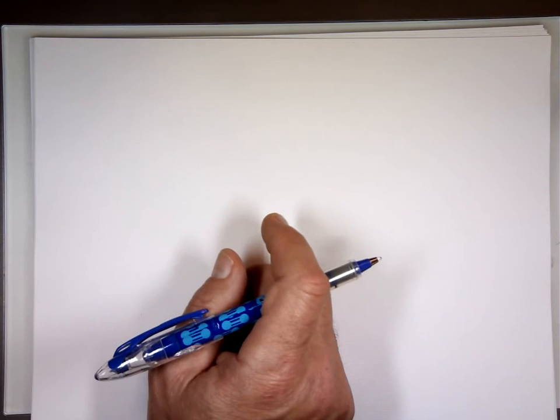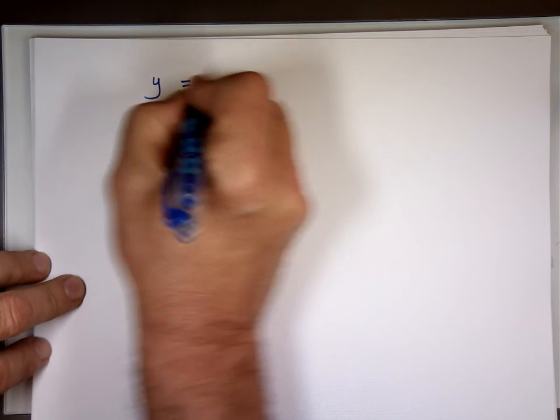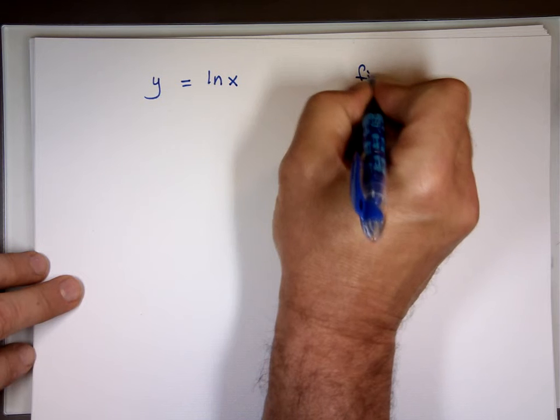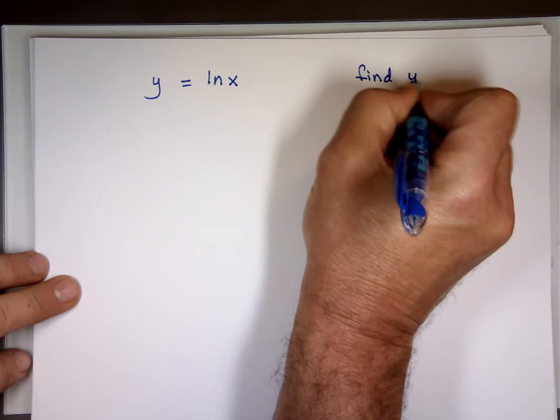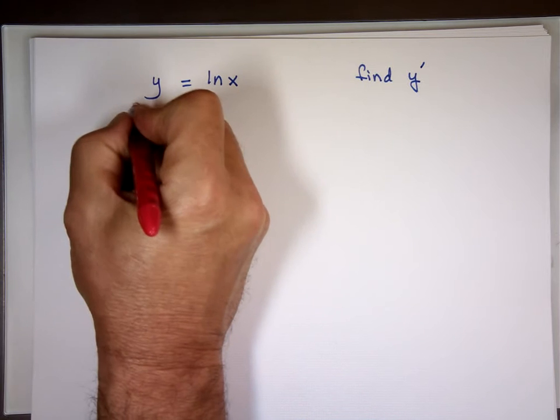I want to prove to you that the derivative of the natural log of x is 1 over x. So let me take y equals the natural log of x, and let me try to find what y sub prime is. There's an easier way to prove it instead of doing the 4-step process. What about if I raise both sides, I go e to the power?